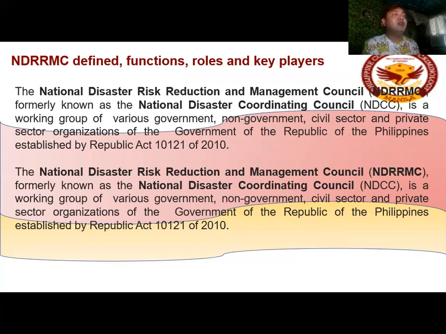NDRRMC, or the National Disaster Risk Reduction and Management Council, formerly known as the National Disaster Coordinating Council, is a working group of various government, non-government, civil sector, and private sector organizations of the government of the Republic of the Philippines, established and enacted under Republic Act 10121 of 2010. So to repeat, NDRRMC was established under a Republic Act, which is a law, in 2010.